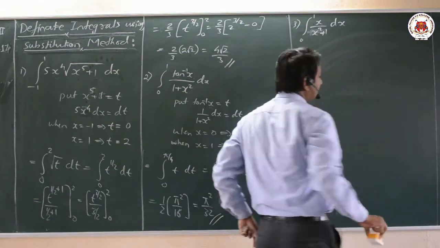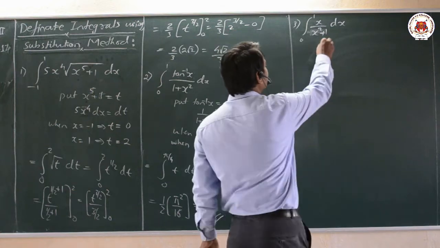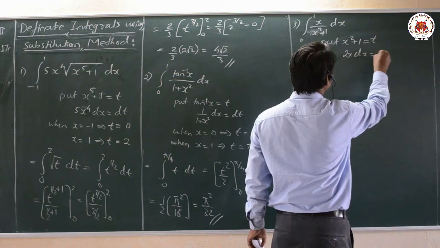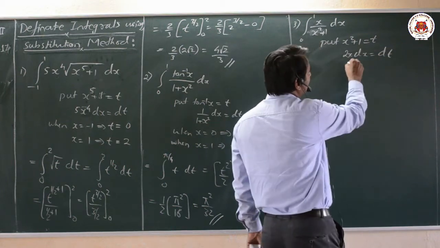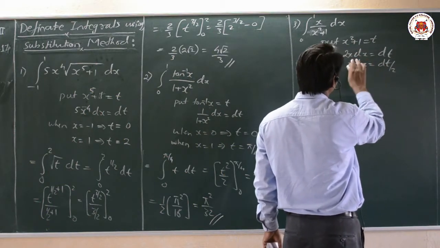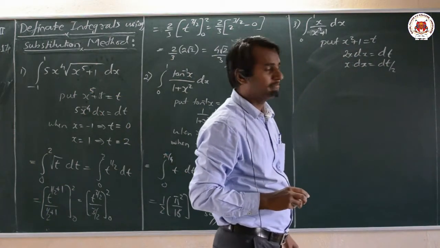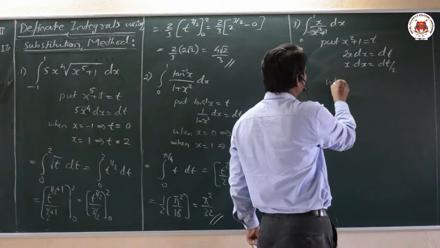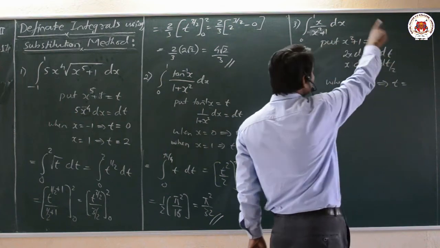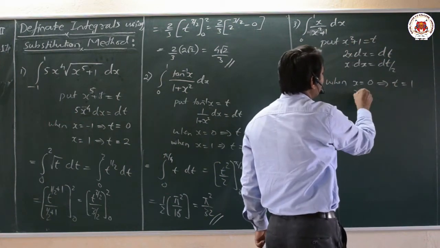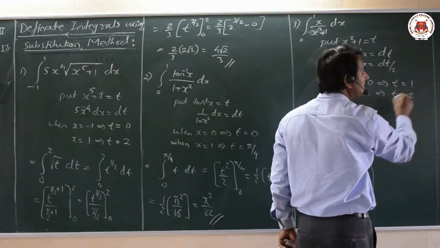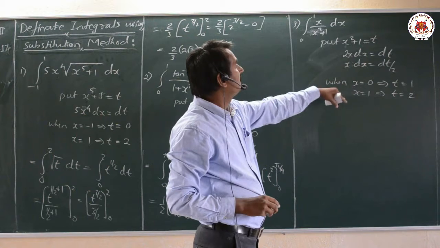Now, how the substitution method can be used: put x square plus 1 equal to t, so 2x dx equal to dt, or x dx equal to dt divided by 2. Now substitute the values. When x equal to the lower limit 0, the t value will be 1. When x equal to 1, the upper limit, the t value is 1 square plus 1, that is nothing but 2 only.